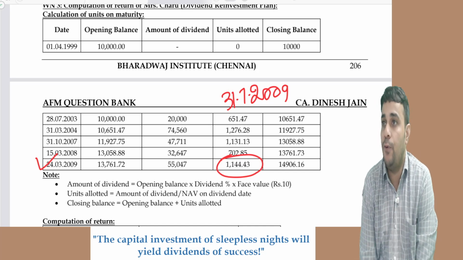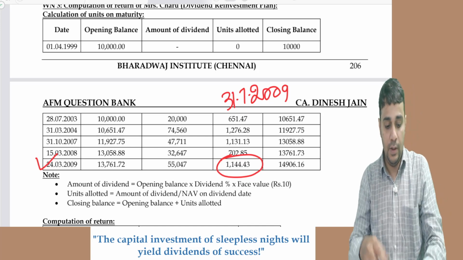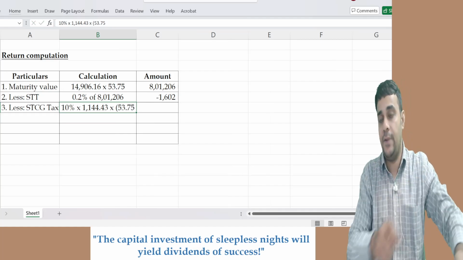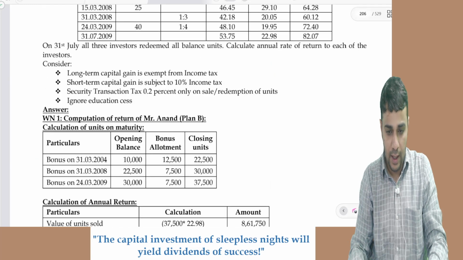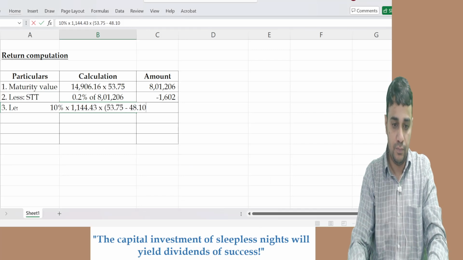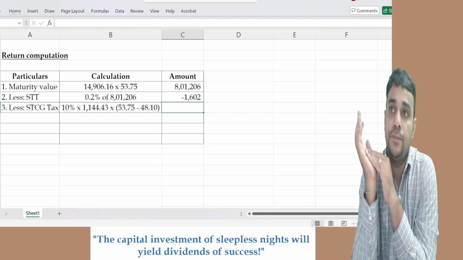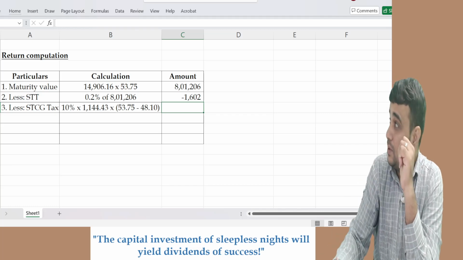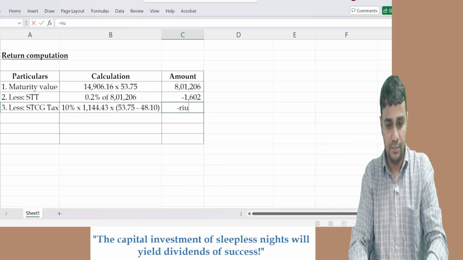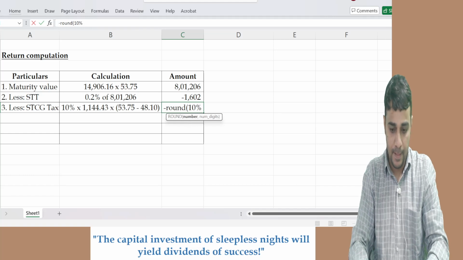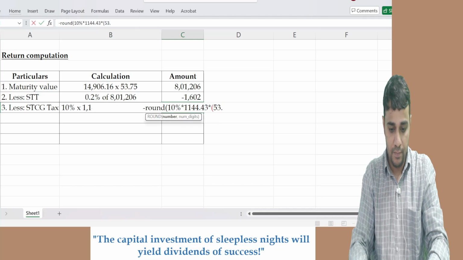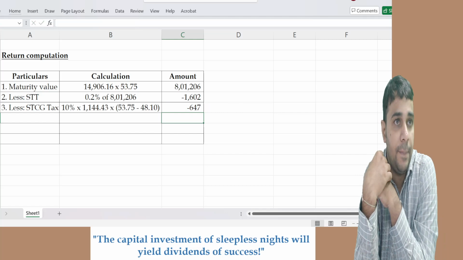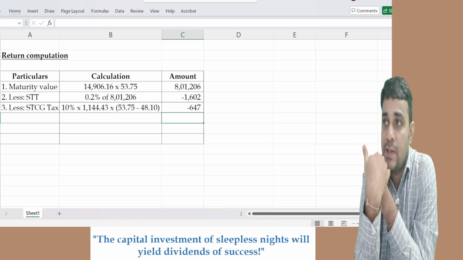1144.43 into 53.75, and on that date the NAV was 48.10. ₹647 is what I get as short term capital gain tax. The capital gain could be some 6,470. Tax is 647.